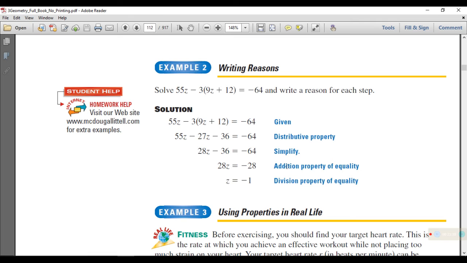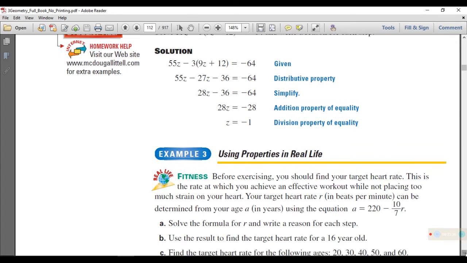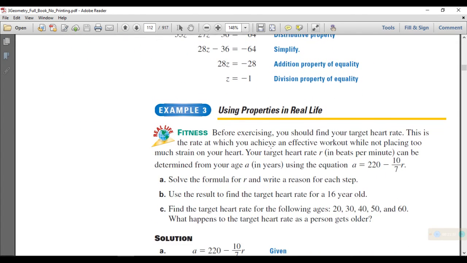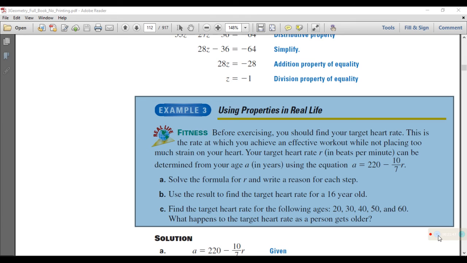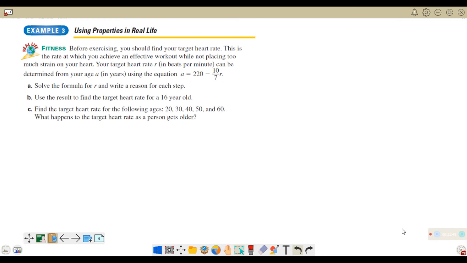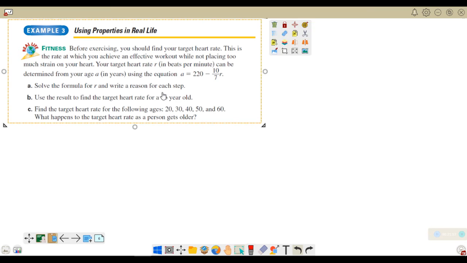Okay. Now, let's continue. Example number 3, using properties in real life. Ayan. Ay, ito. I-explain natin to ng maayos. Kopyahin ko to sa kabilang sheet. Okay. So, solve natin itong word problem that is given in our reference.